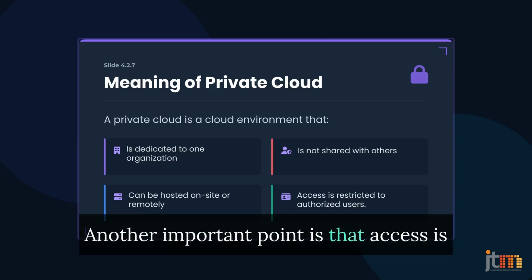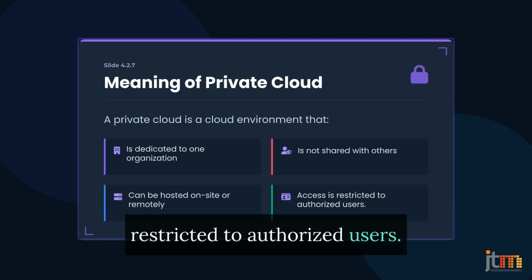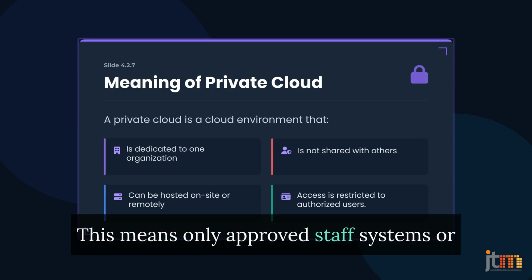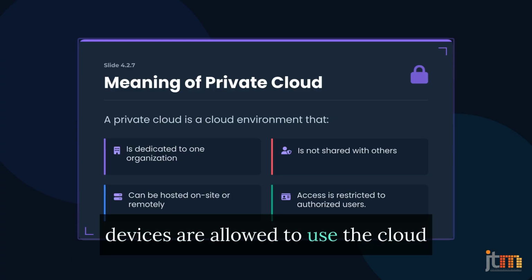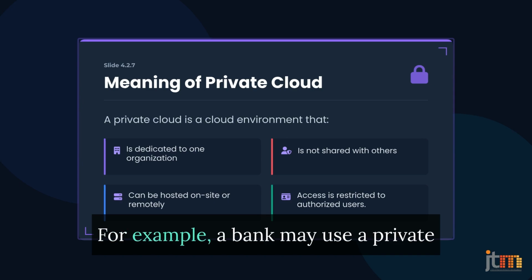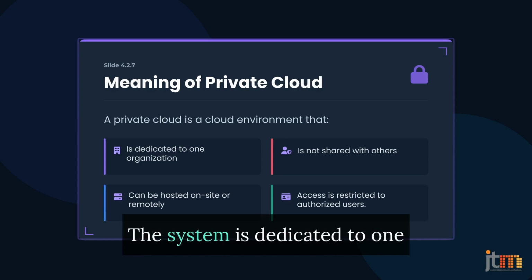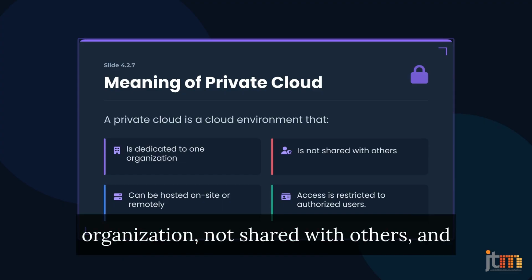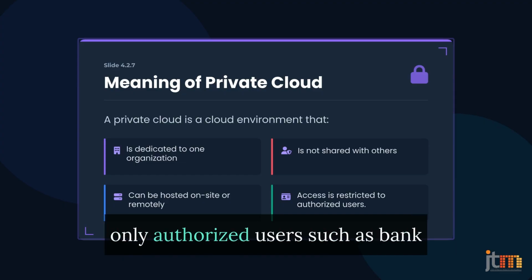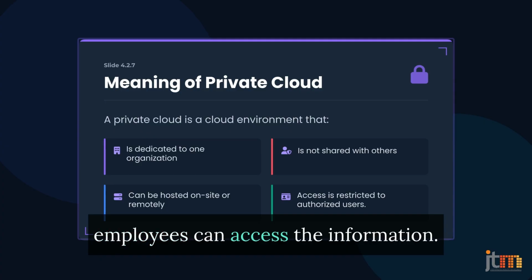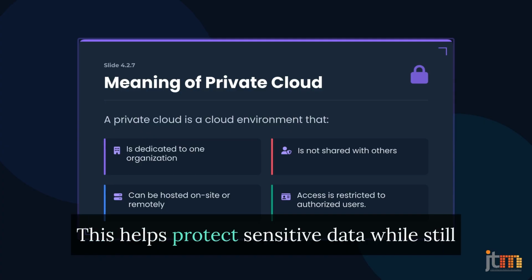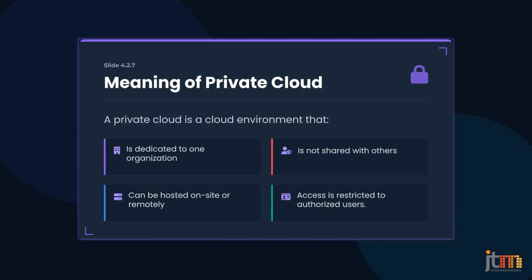Another important point is that access is restricted to authorized users. This means only approved staff, systems, or devices are allowed to use the cloud resources. For example, a bank may use a private cloud to store customer financial data. This system is dedicated to one organization, not shared with others, and only authorized users such as bank employees can access the information. This helps protect sensitive data while still using cloud technology.